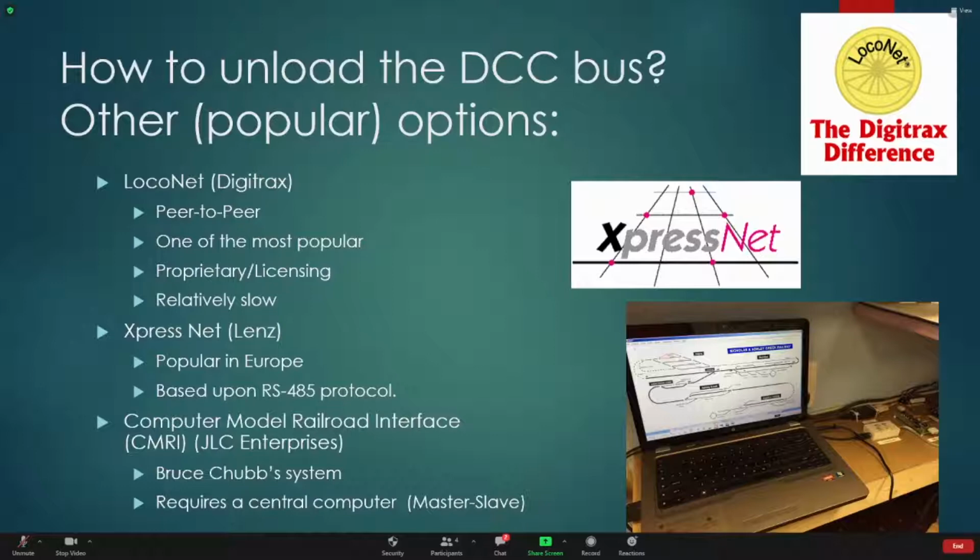And another popular one is the CMRI, that's Bruce Chubb's system. And it's not so much a peer-to-peer, but it is a true master-slave. You have to have a computer to run all your layout accessories, and it runs through these interface points throughout the layout. So those are some of the different options. So why would you wanna go to Layout Command Control?